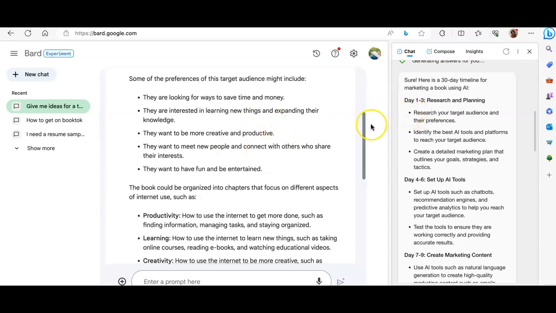Identify the best AI tools and platforms to reach your target audience, okay?